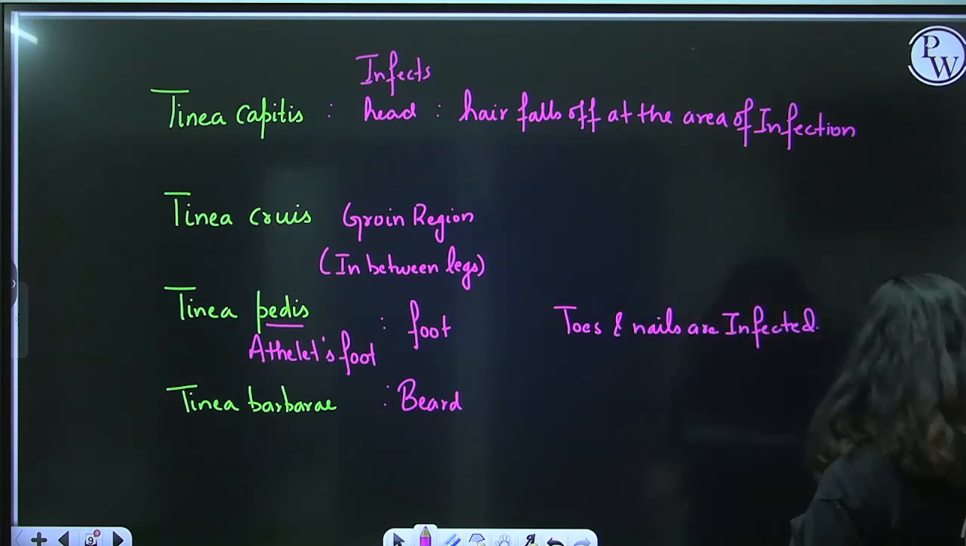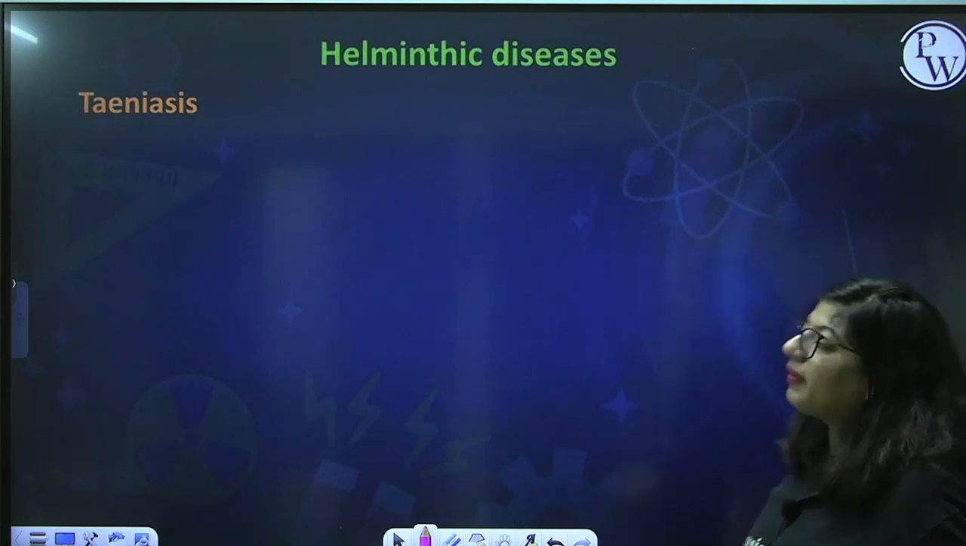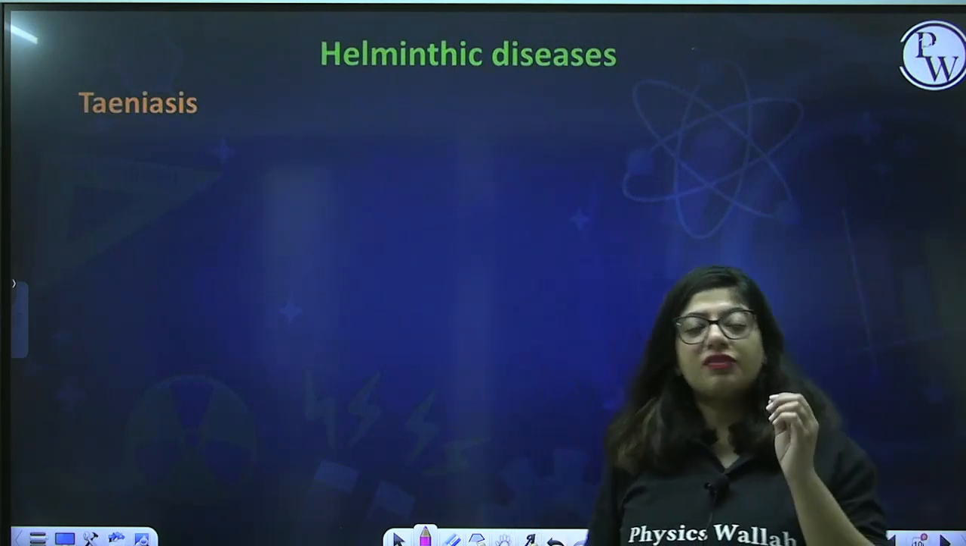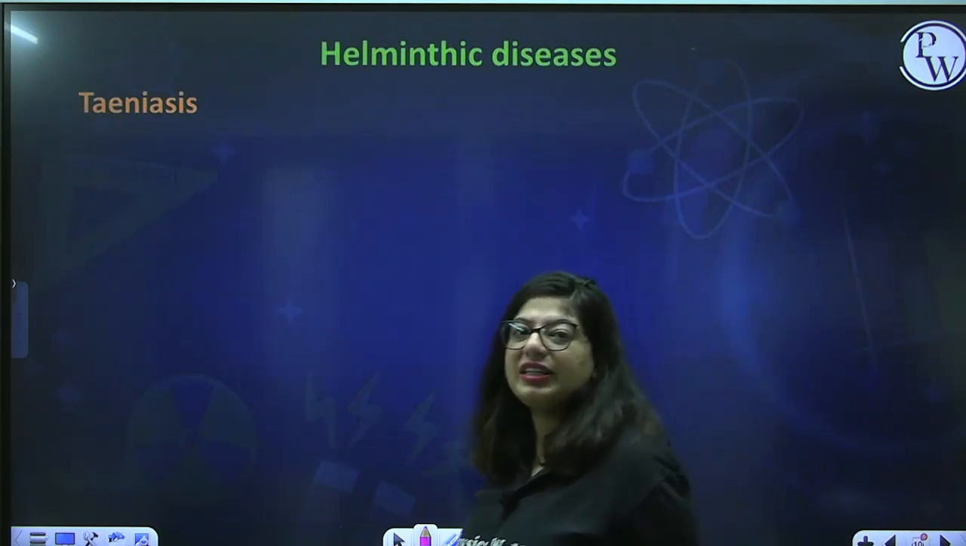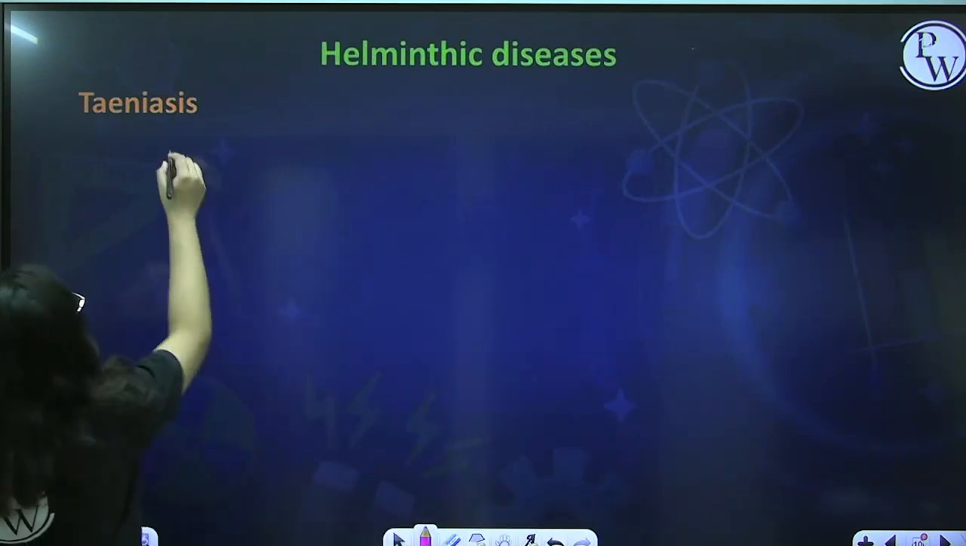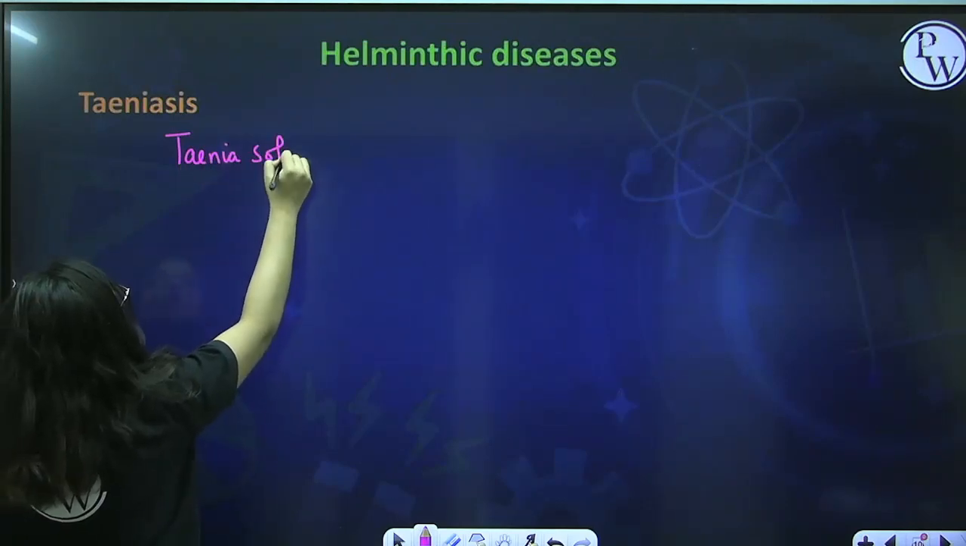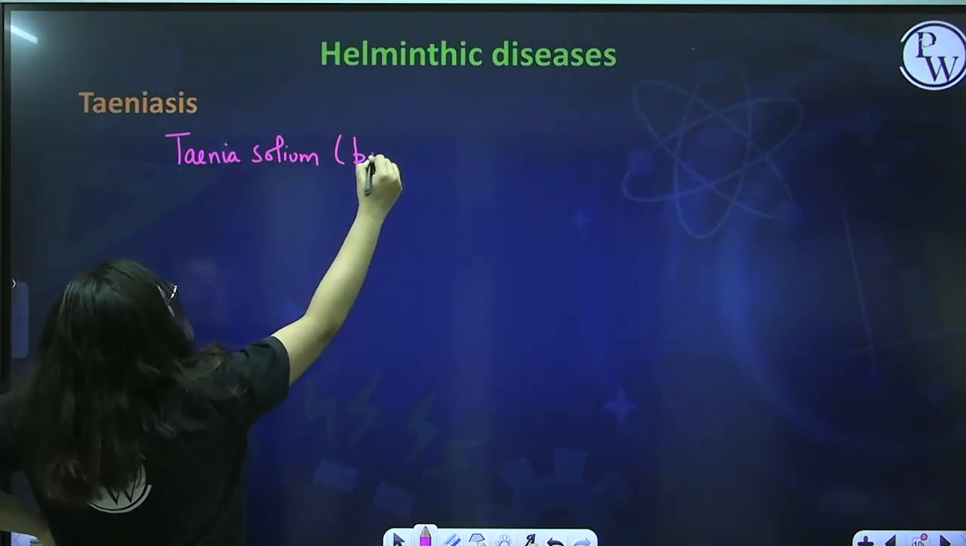Alright, so that's all about fungal diseases. Let's move further and talk about the helminthic diseases now. So the first helminthic disease we have is teniasis. What is the causative agent? Taenia solium, which is the pork tapeworm.